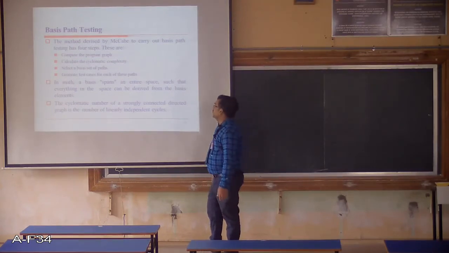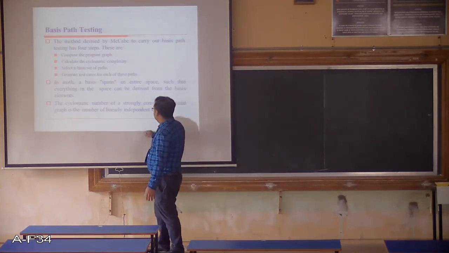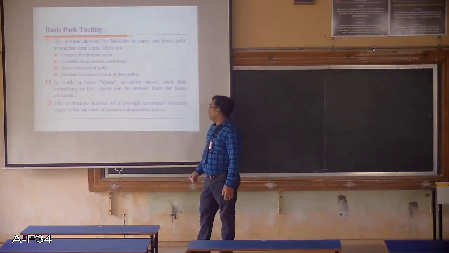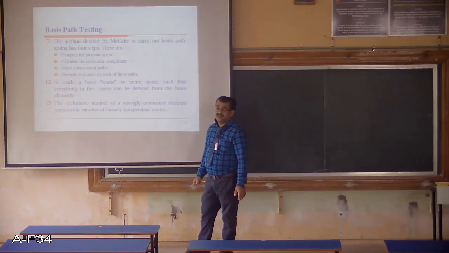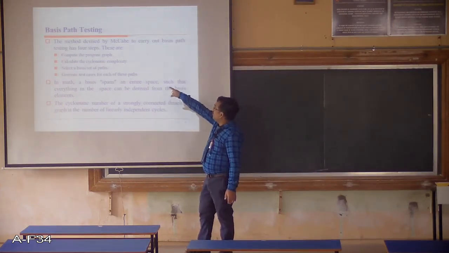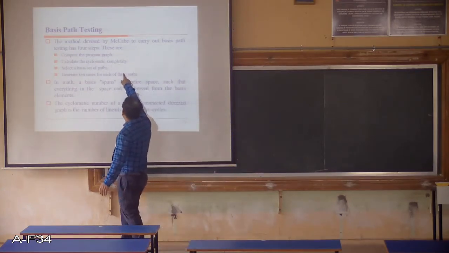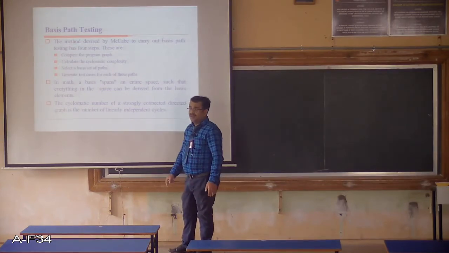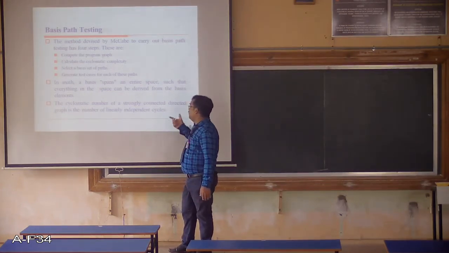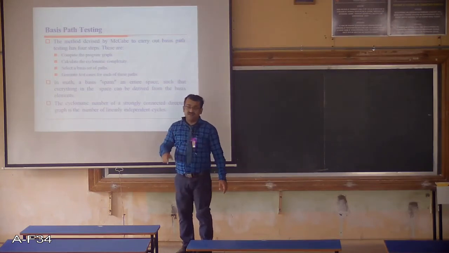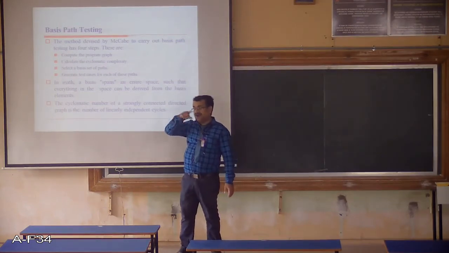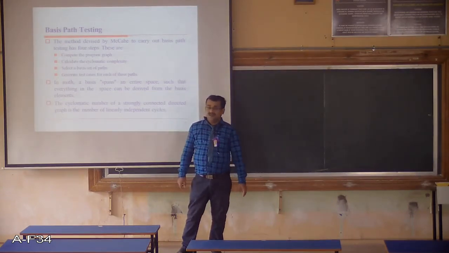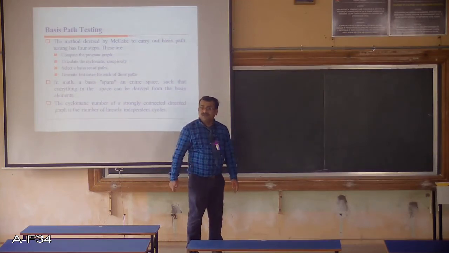The cyclomatic number of a strongly connected graph is the number of linearly independent cycles. To generate the cyclomatic complexity, the second point here, you need the cyclomatic number. So cyclomatic numbers are actually the number of linearly independent cycles. If you find cycles inside the graph, the number of linearly independent cycles gives you the cyclomatic number from which you can derive the cyclomatic complexity.